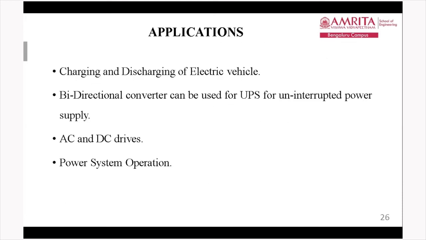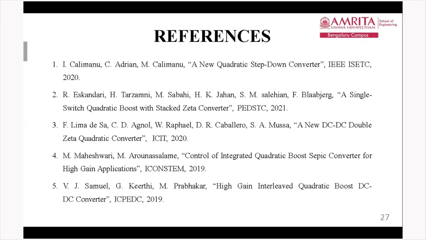So the application is charging and discharging of electric vehicles. The bidirectional converter can be used for UPS for uninterrupted power supply, AC and DC drives, and power system operations. These are the differences I have gone through.